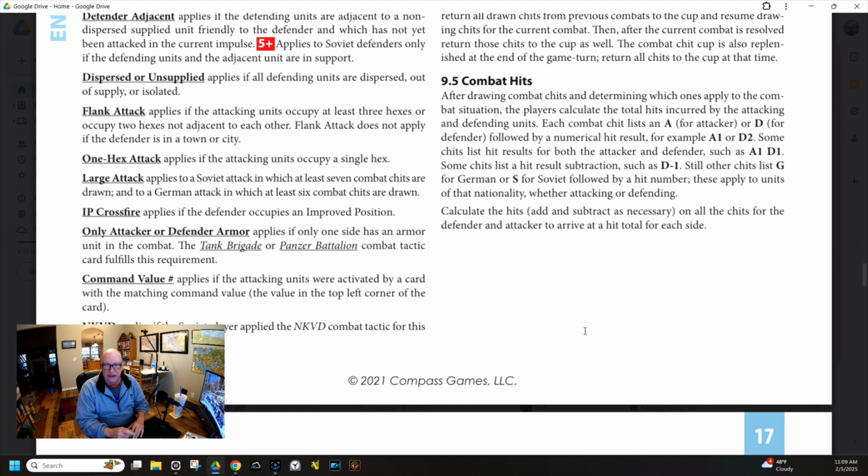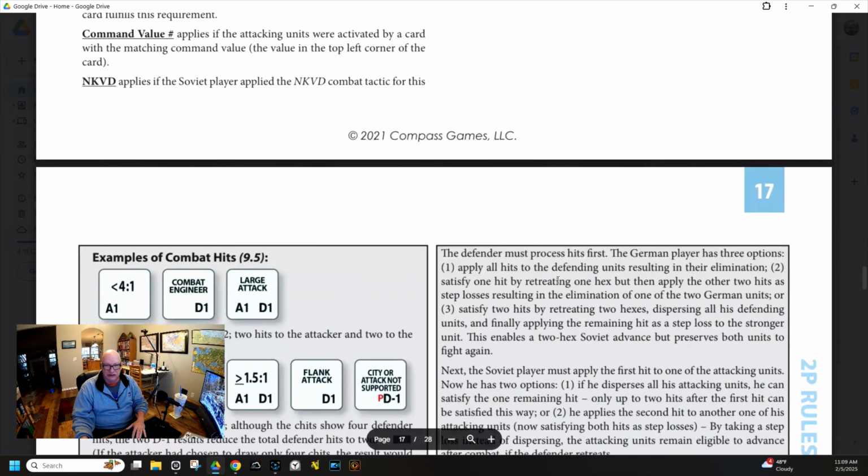Some chits list a hit result subtraction, such as D-1. Still other chits list G for German or S for Soviet, followed by a hit number. These apply to units of that nationality, whether attacking or defending. Calculate the hits. And the subtract is necessary. We've got to do some math on all the chits from the defender and attacker to achieve a hit total.